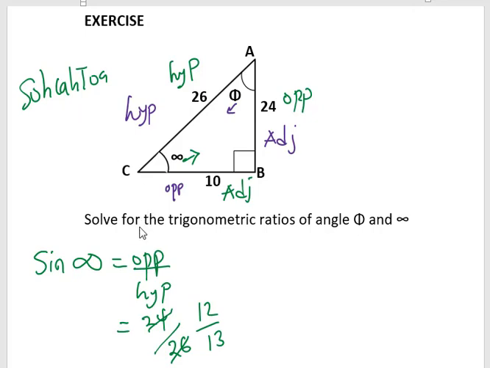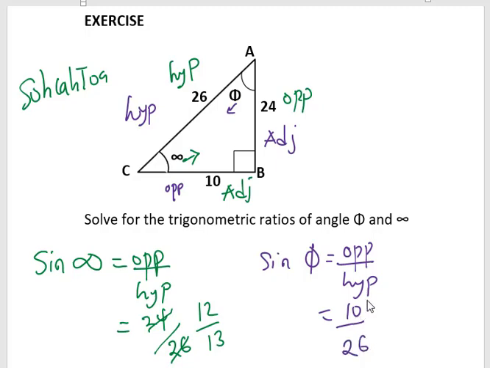Okay, let's go on towards this one. So sine for this angle now, this one here, is the same thing: opposite over hypotenuse. What's the opposite for this angle? It's no longer 24, now it's 10. 10 over, what's the hypotenuse? 26. So you can cancel that to have 5 over 13. I want you to figure out the cosine for both angles and the tangent for both angles. I just gave you a hint on how you can do the first one, and that's nice.